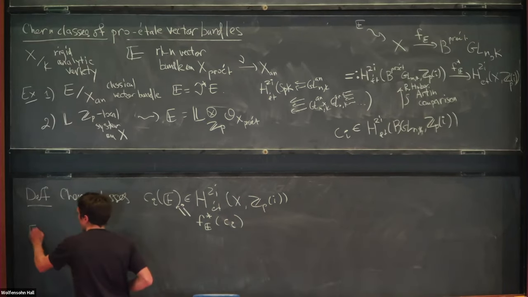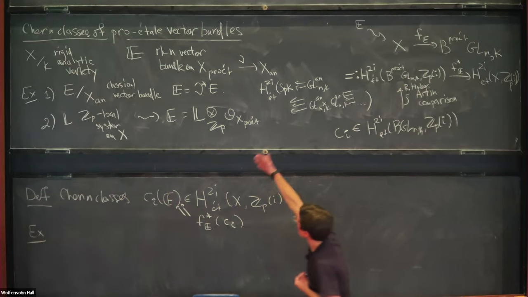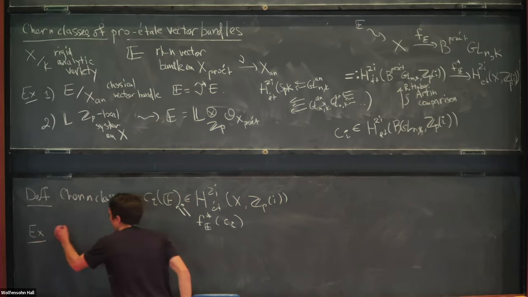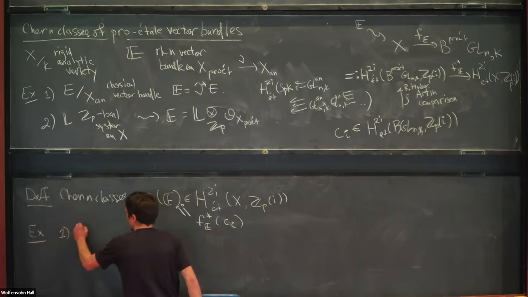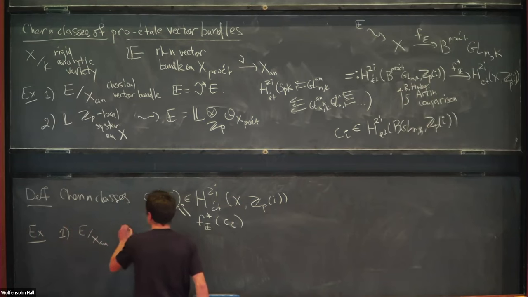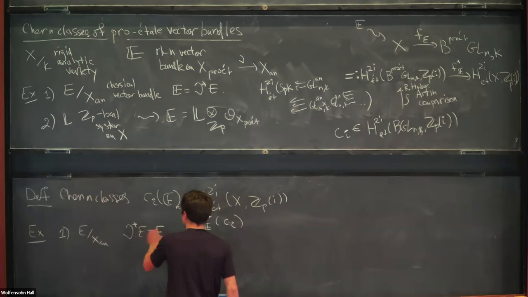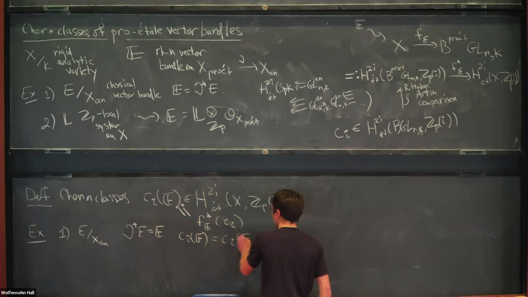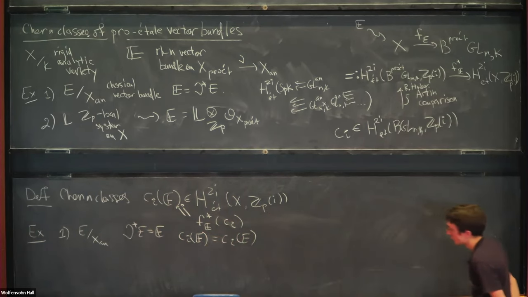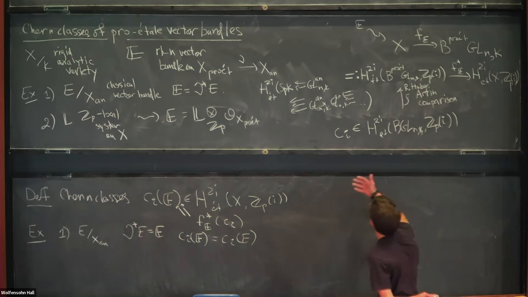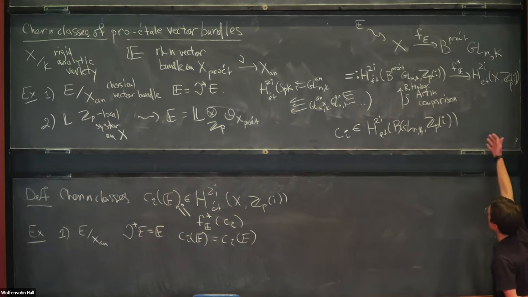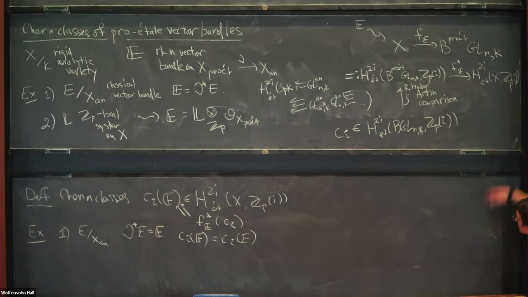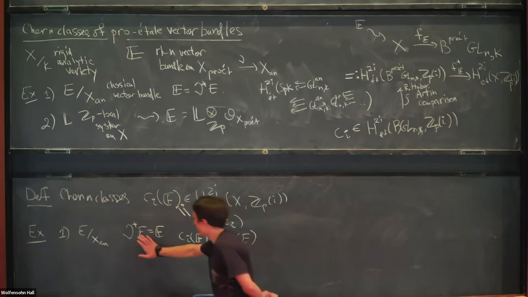So examples. Suppose we started with a more boring type of pro-étale bundle, which was actually an honest analytic vector bundle. Then the claim is that these classes don't do anything interesting. So if E was a vector bundle on the analytic topology, and I just view it as a pro-étale bundle, then the associated Chern classes will just be the usual Chern classes of a vector bundle on a rigid analytic variety. And this is basically because if you just compare the definitions, the Čech nerve which I was mentioning already consists of rigid analytic varieties, and it's a trivialization of my original bundle E.